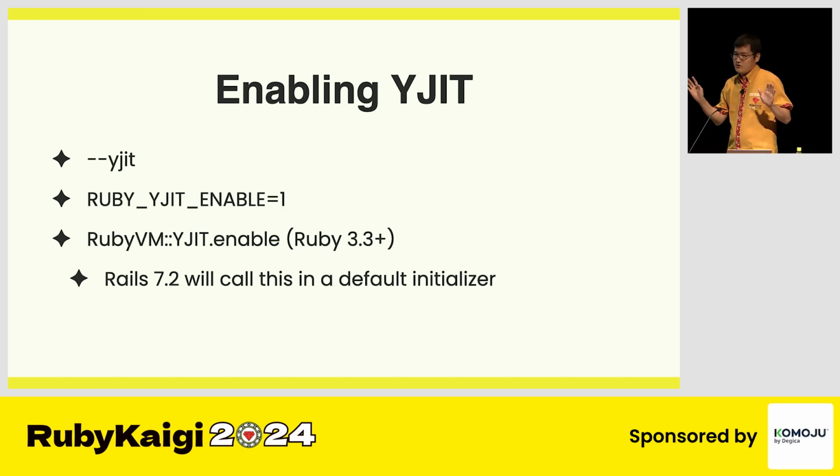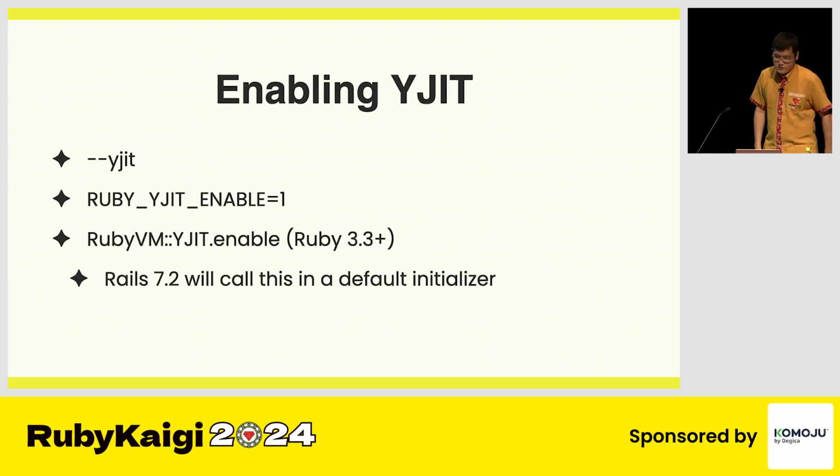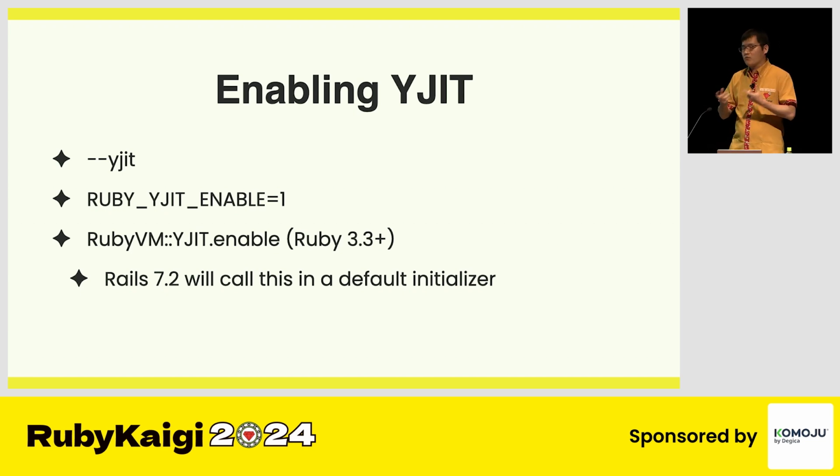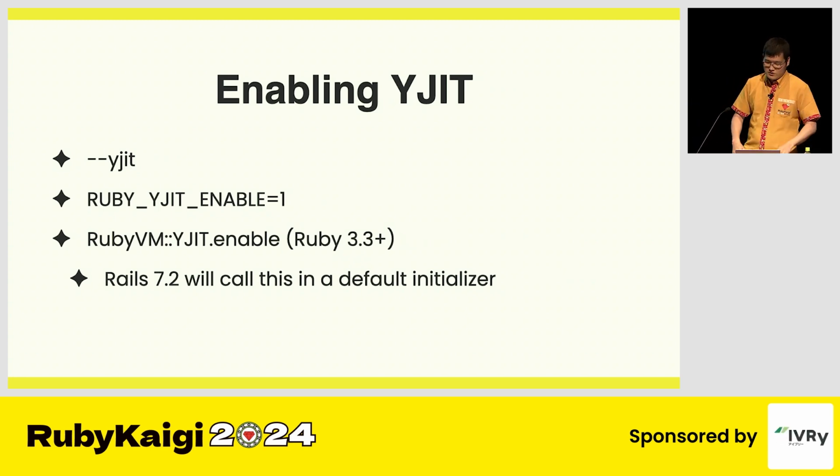And the good news is Rails 7.2 is going to include a default initializer that calls this RubyVM::YJIT.enable method when it's available, like for Ruby 3.3. So as long as you upgrade Ruby and Rails to 3.3 and 7.2, once it's released, it's going to generate such an initializer when you call rails new. So YJIT effectively becomes the default JIT compiler in production. So please use it when you upgrade Rails to 7.2, or you can also use it as long as you upgrade Ruby to 3.3.